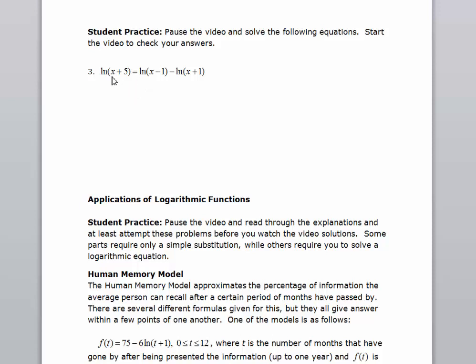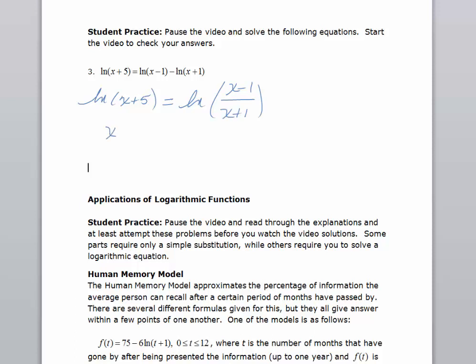So this is a logarithmic equation. We have logs on both sides. So we'd like to set it up so that each side has just one logarithmic expression. So the left-hand side is all set. The right-hand side, we're going to use the quotient rule. The difference of two logs is the log of the quotient. Now we have a single log on each side with the same base.